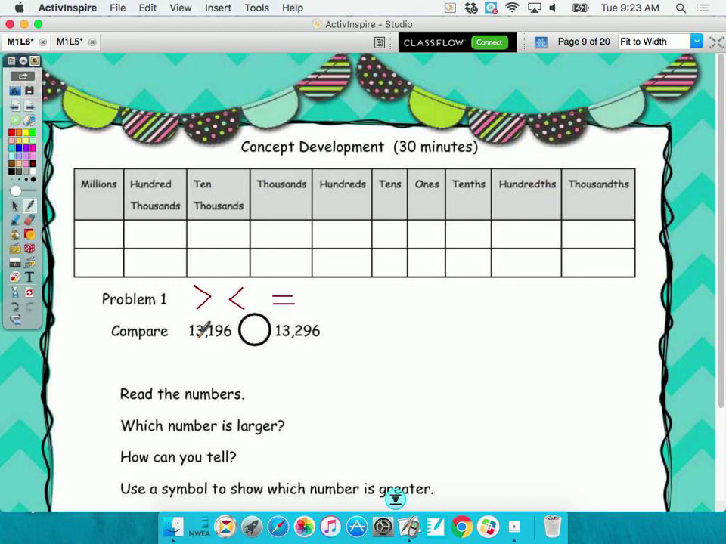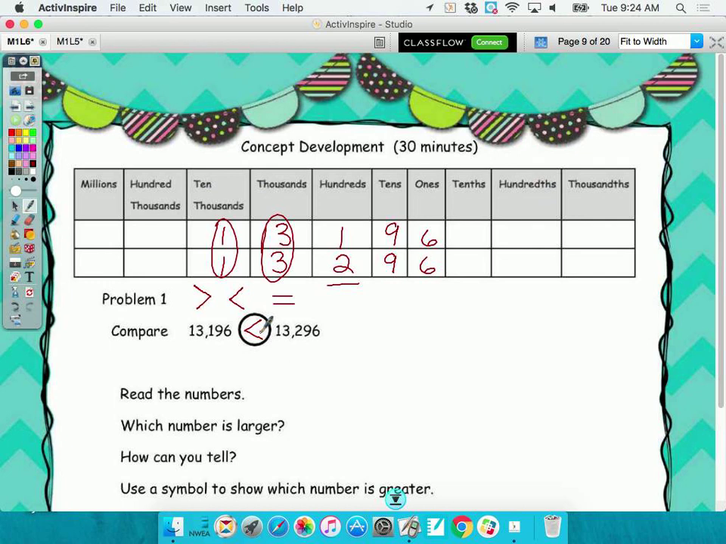So I'm going to put 13,196 on the place value chart. Then I'm going to put 13,296 on the place value chart. Now, in your mind, you probably went, these two match, these two match, these don't match. Which one's larger? So I would draw the alligator eats the bigger number. Do you remember that from the old days?